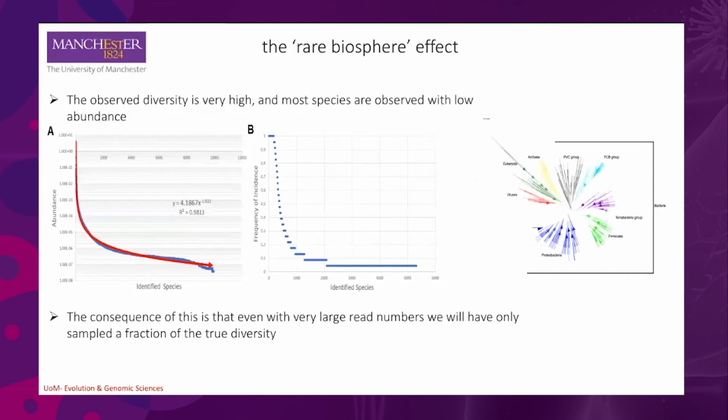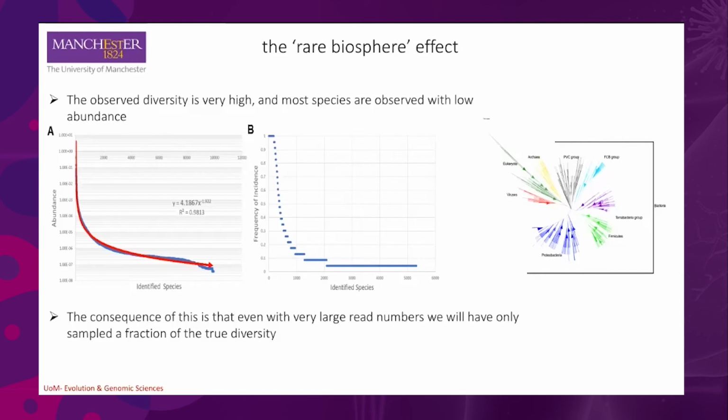So I said something before about the rare biosphere effect. I will describe now why this is something that we need to take into account and use appropriate approaches. So what is the rare biosphere effect? It is the fact that in metagenomic studies, regardless of the human side or the environmental side, the observed diversity is quite high, and most species are observed with low abundance.